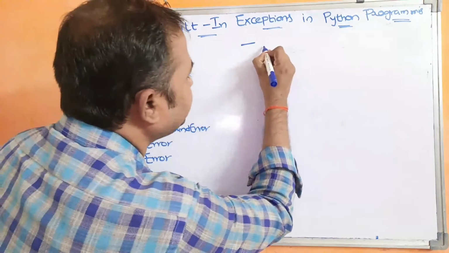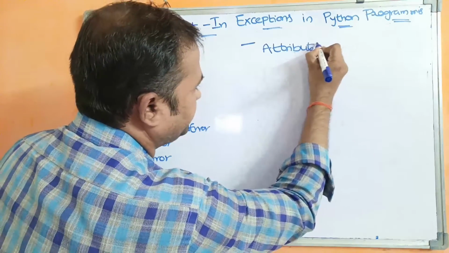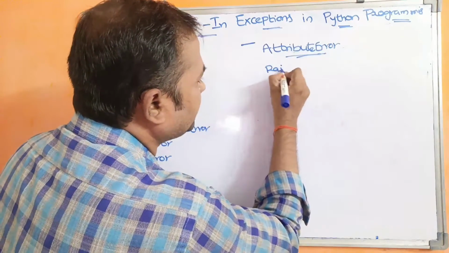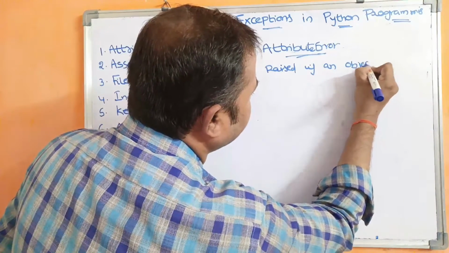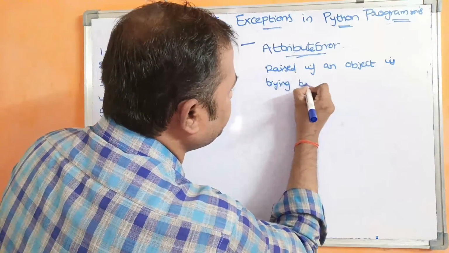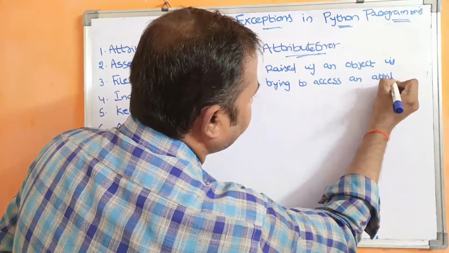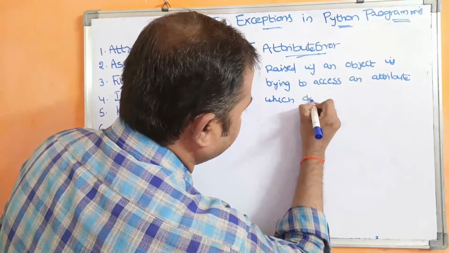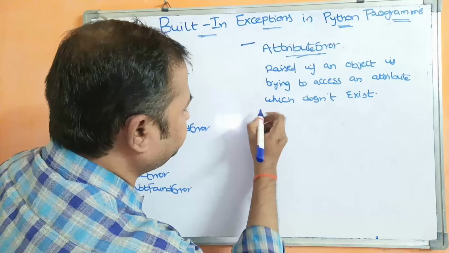The first one is AttributeError. An attribute is nothing but a member of a class. AttributeError will be raised if an object is trying to access an attribute which doesn't exist. Now let us see an example for this one.